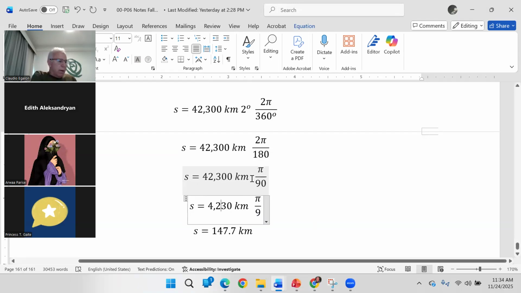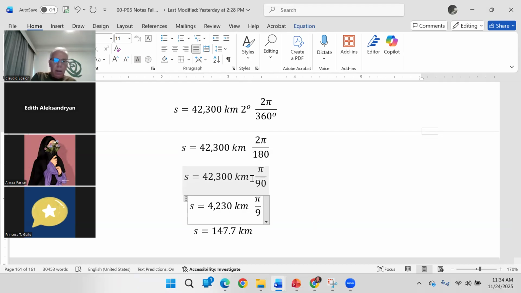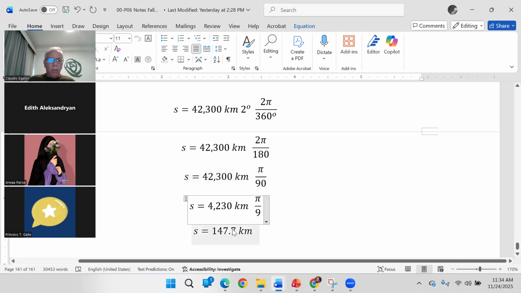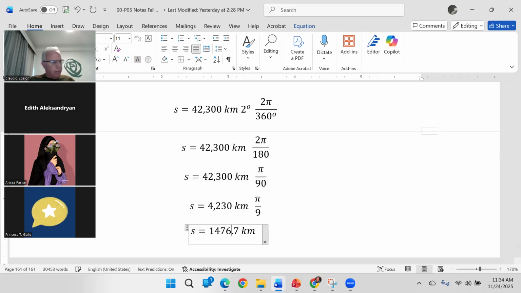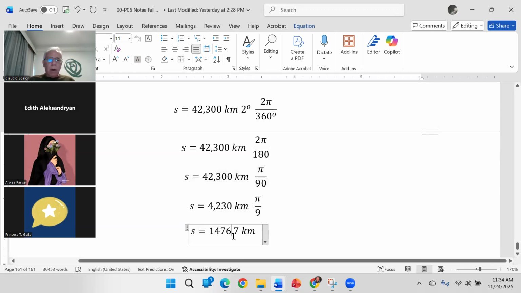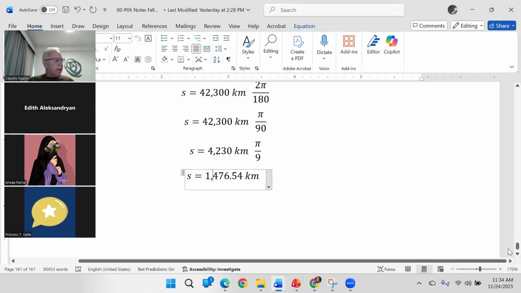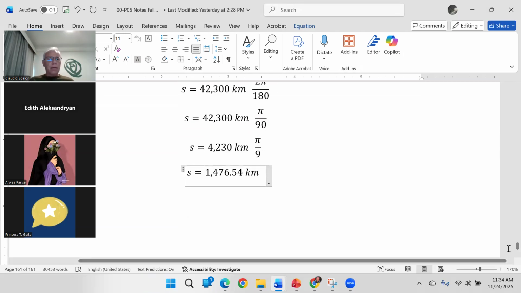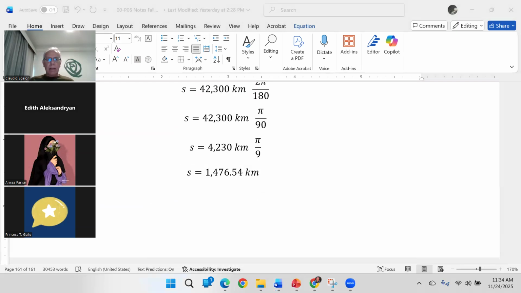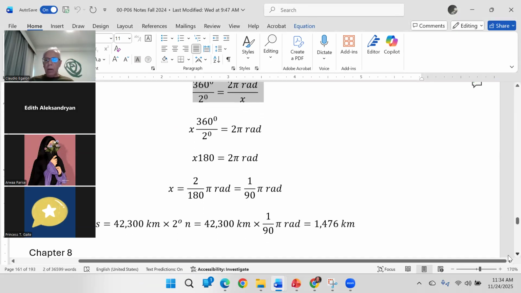And now 4,230 times pi divided by 9. Okay, now I got what I got before. 1,476.54 kilometers. That's the arc length between the two satellites. And let's move to the next one.